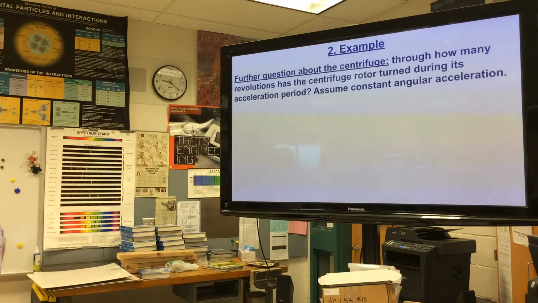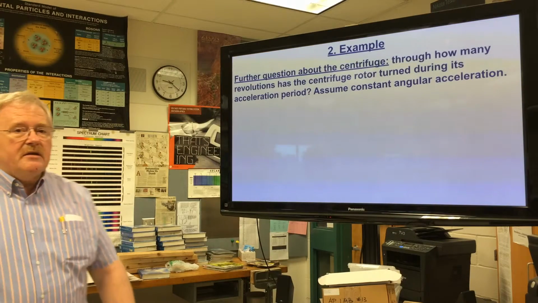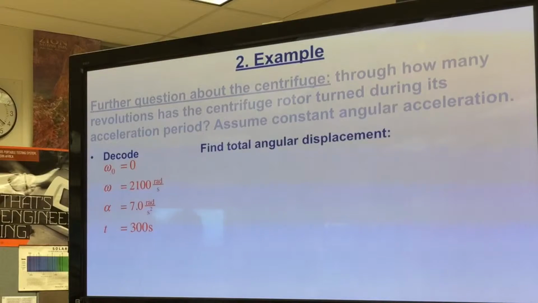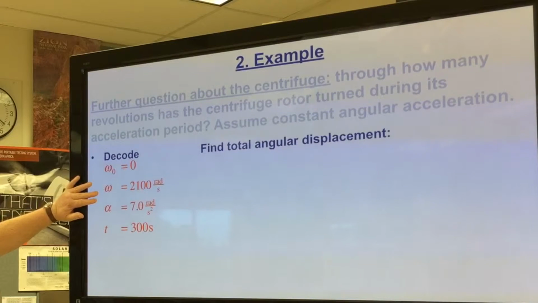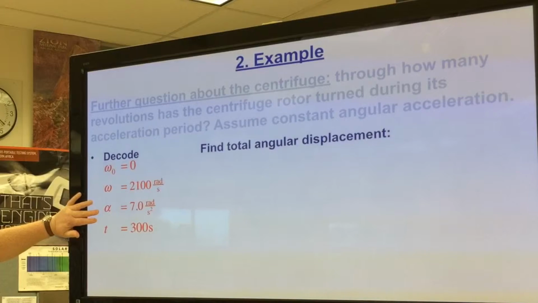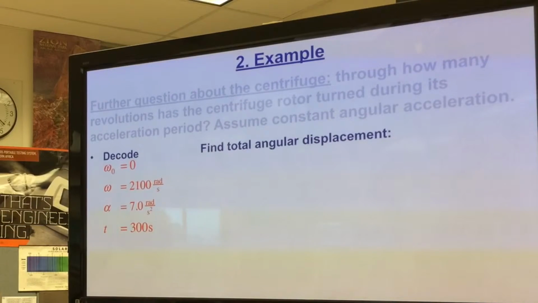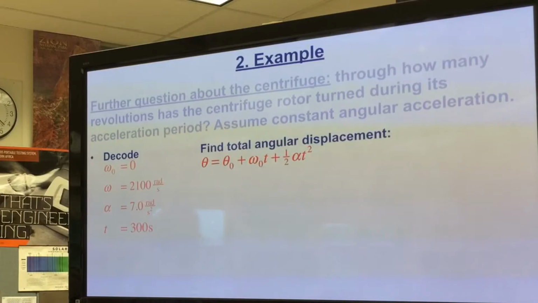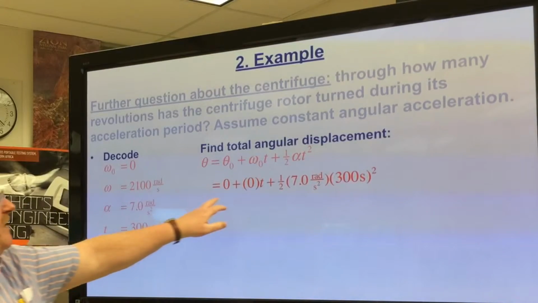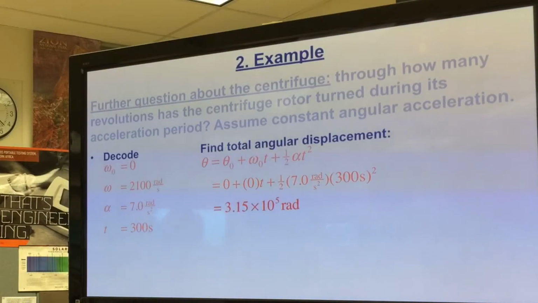Through how many revolutions has the centrifuge rotor turned during its acceleration period, assuming constant angular acceleration? Well, we've got omega naught is 0, omega is 2100 radians per second, alpha is 7 radians per second squared, t is 300 seconds. So we need to find the total angular displacement. Total angular displacement is going to be given by this. This looks very much like linear kinematics, doesn't it? And we put the numbers in, and we get 3.15 times 10 to the 5th radians.